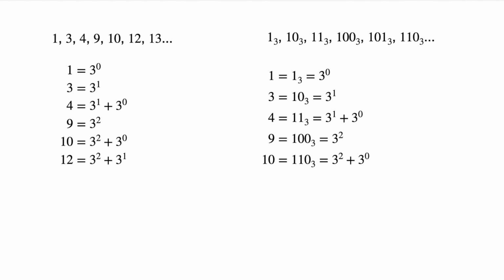And let's just verify a few of them to prove that's right. So 1 is equal to 3 to the 0th power. 3 is equal to 3 to the first power. 4 is equal to 3 to the first power plus 3 to the 0th power, and so on. Having realized the connection between this sequence and the base 3 numbers, we're ready to solve the question.